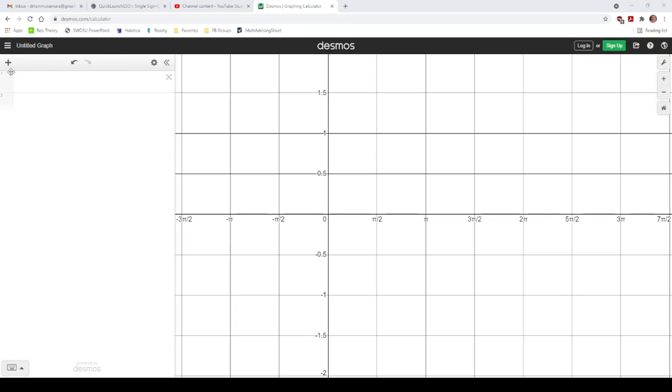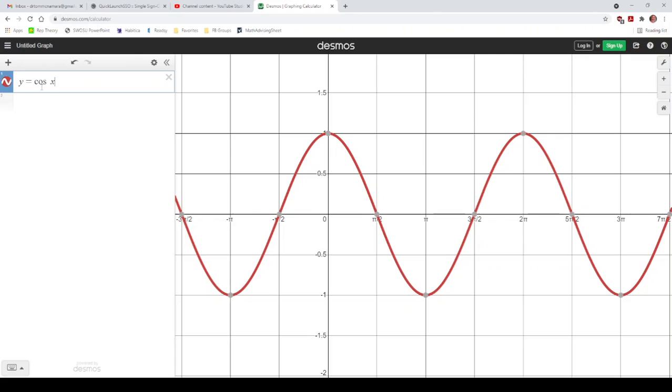Okay, so I'm going to do something right here. I'm going to do y equals cosine x. Okay, y equals cosine x. So this is our familiar graph of the cosine function. Notice on the x-axis, I've got tick marks every pi over 2 units. Remember, those are kind of our anchor points.